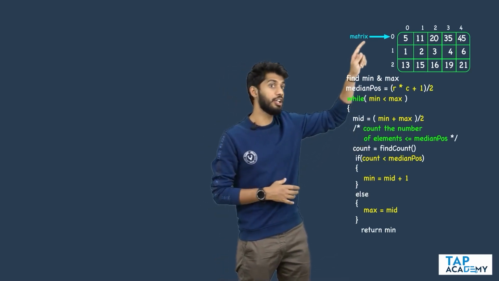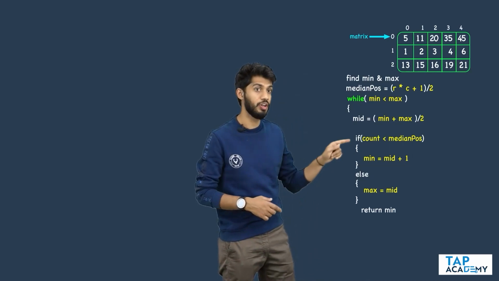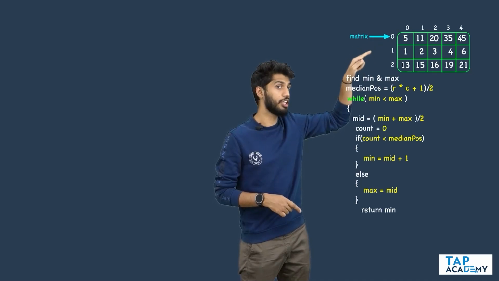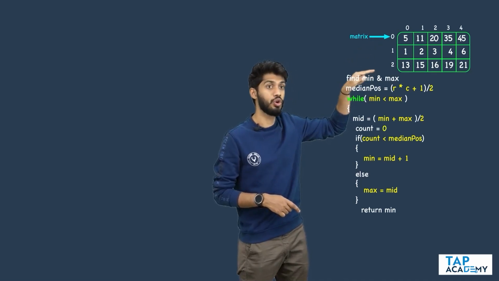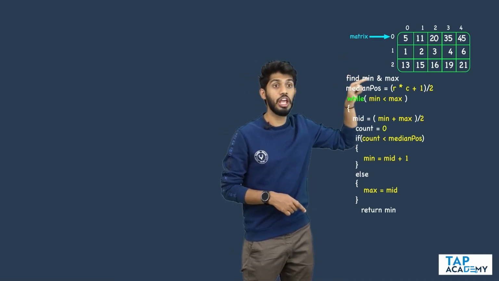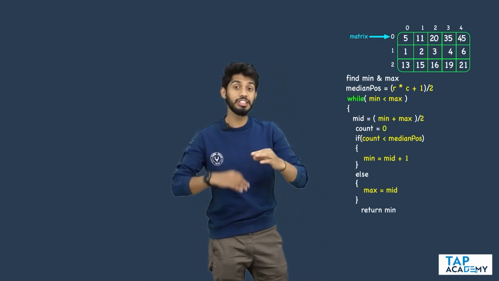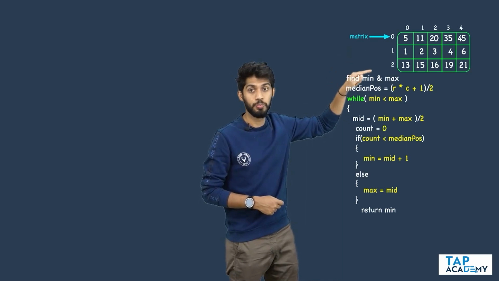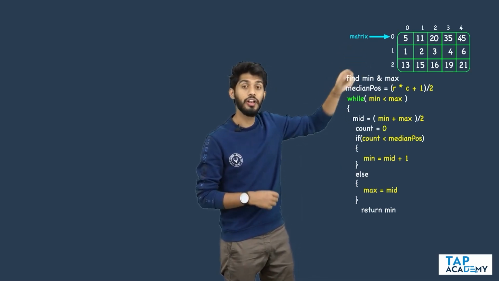Since I need to count, I need one variable. I will take one variable count equal to 0. Next, I need to first check in this row, then this row, then this row. I need to traverse every row over here, so definitely I need one loop. So I will create one loop.